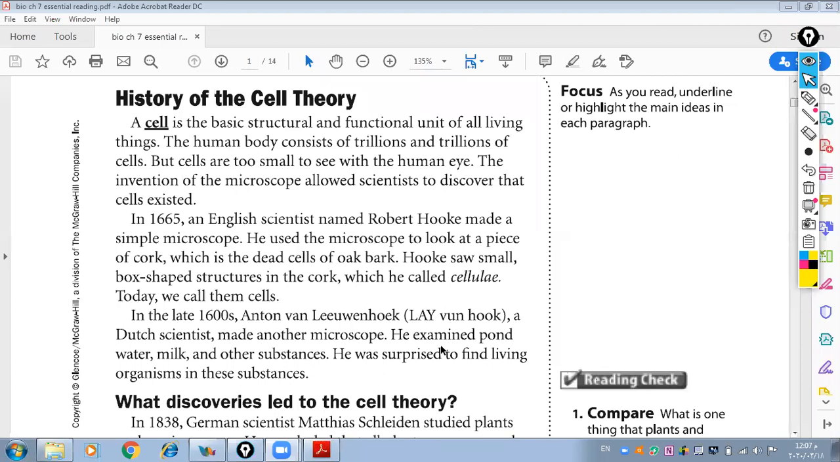So now we talk about the meaning of a cell, and also we talked about the efforts of many scientists when they discovered the cell. The first scientist we talked about was Robert Hooke, right? And we said Robert Hooke, what was the work of Robert Hooke?